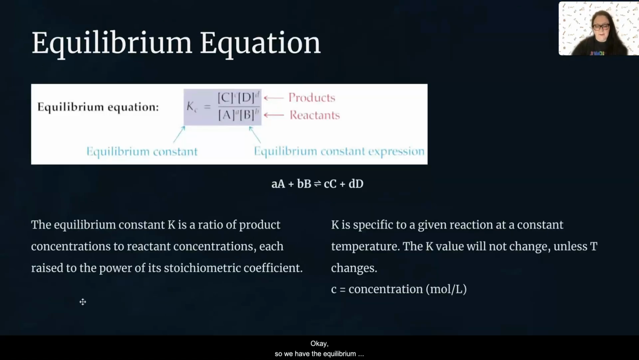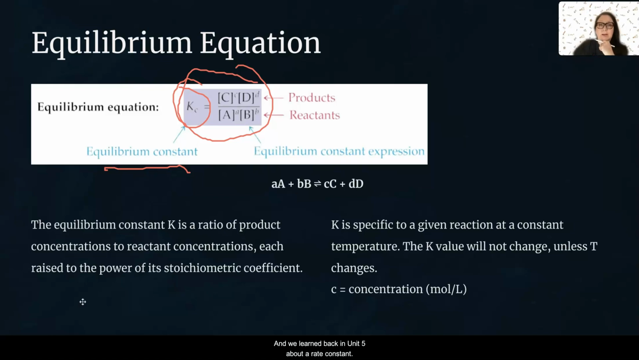Okay, so we have the equilibrium equation, which is what is inside this little purple box right here. Be very clear with the vocabulary because this can come back to haunt you if you are not paying attention. Alright, so the equilibrium constant is this capital K. And we learned back in Unit 5 about a rate constant, and I will address the difference in those in just a second and how you notate them. And then we have the equilibrium constant expression.